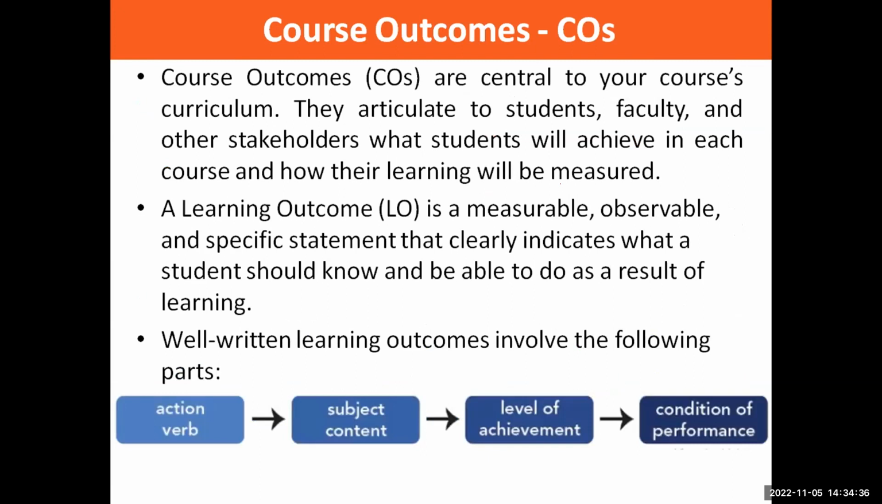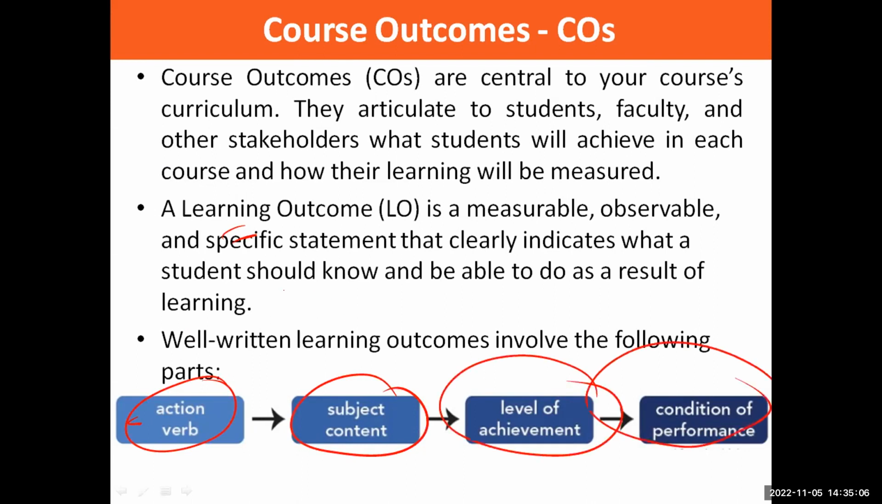As I told you, COs are central to your course curriculum. They articulate to students, faculty, and other stakeholders what students will achieve in each course and how their learning will be measured after completion of the course, right? So it should basically have four things: the action verb, then the subject content, the level of achievement, and the condition of performance.